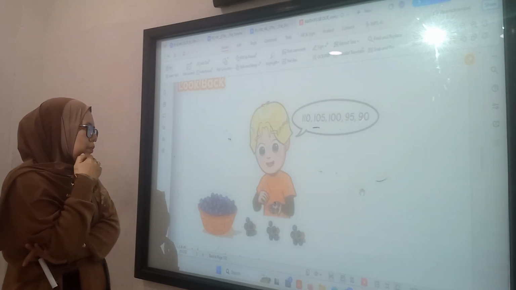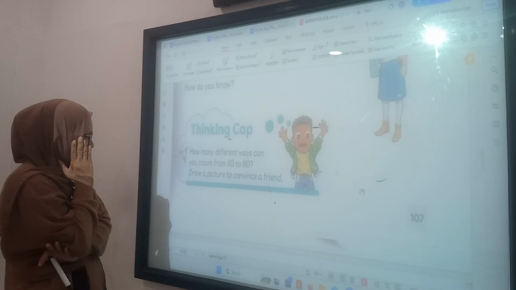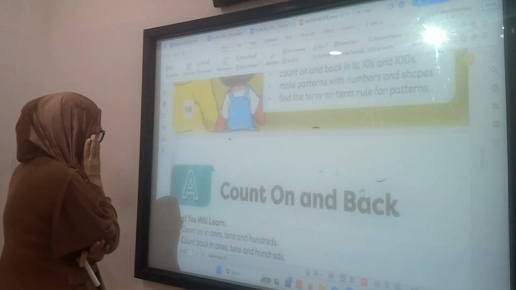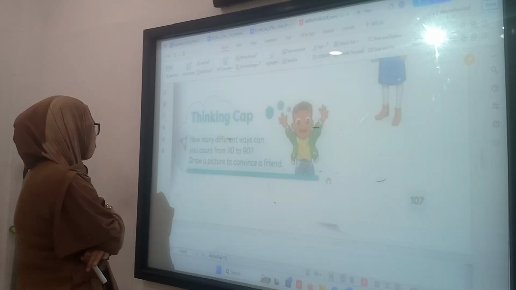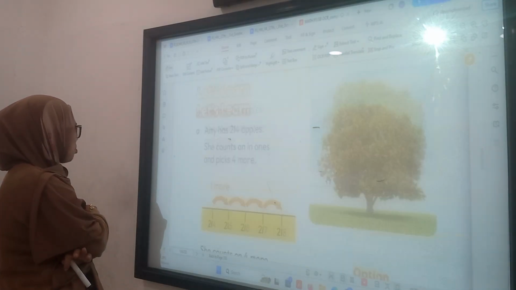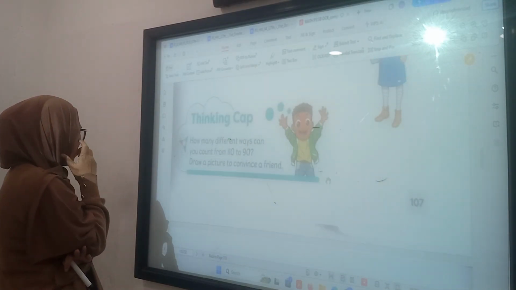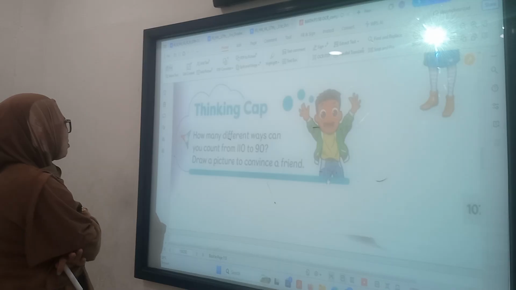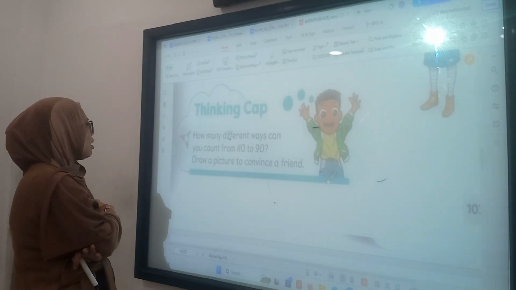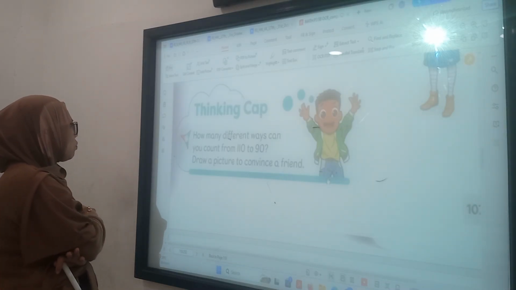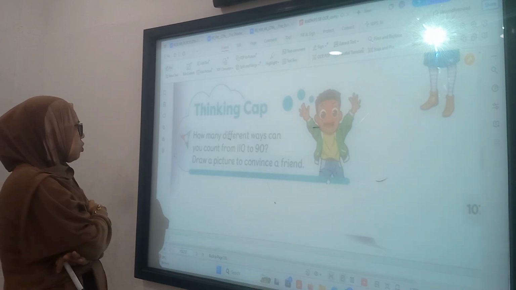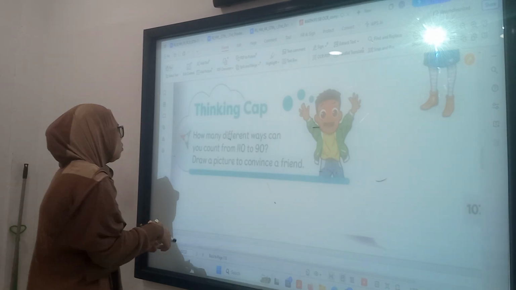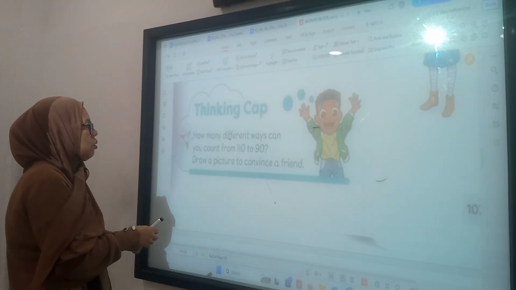I think. Yeah, okay. Now we move to math. Here we have a topic about count on and count back. So I just want to ask about this thinking cap. Okay, how many different ways can you count from 110 to 90? Draw a picture to convince a friend. Actually, this one is no need. Just try to explain this one.